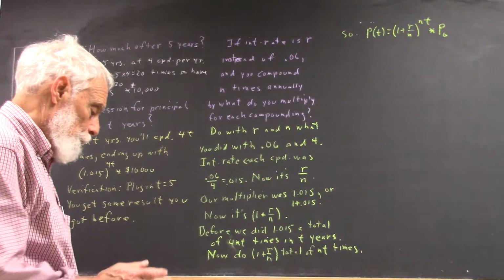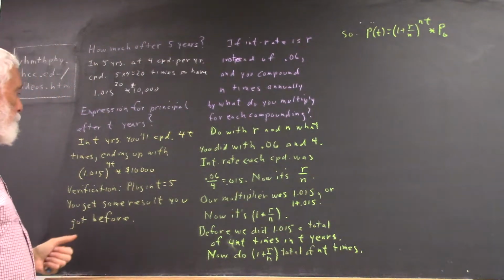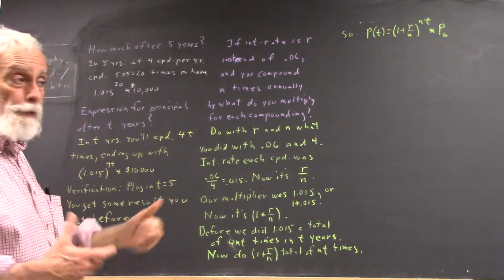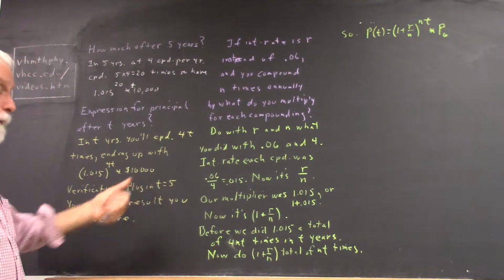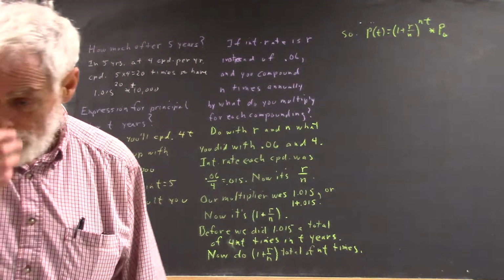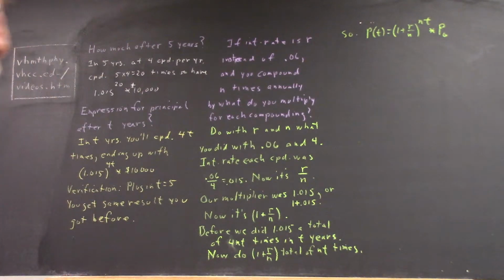Now we want to symbolize all this because we don't always have 6% interest, and whatever interest we have is not always compounded 4 times a year. And with our principal, we don't always start with $10,000. It's always nice to have $10,000 to start with, but we might invest more, we might invest less, depending on what kind of transactions we're making. So, we want to talk about what we do for a general interest rate, a general number of compoundings, and a general principal.